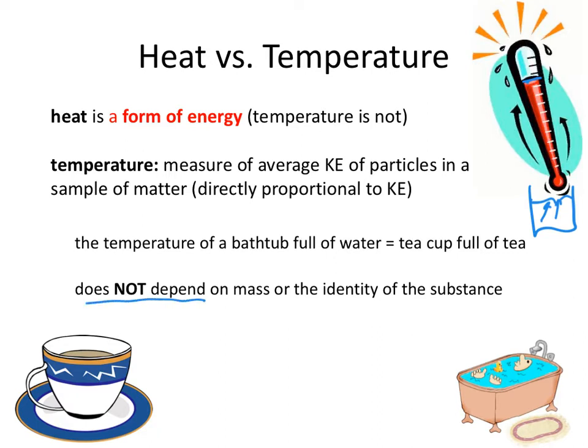Now, temperature is going to be independent of, or not depend on, the mass or identity of a substance. And we can think through this. I could have a bathtub completely filled with water that has the exact same temperature as a cup of tea. So your temperature is going to be independent of the identity or mass of the substance.